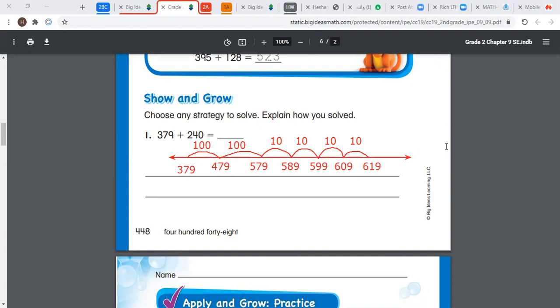Now, Omar, let's write the name of this strategy. What's the name of this strategy? By the name here, Omar, we use the number line. So the name of the strategy is the number line strategy. So write by using a number line.